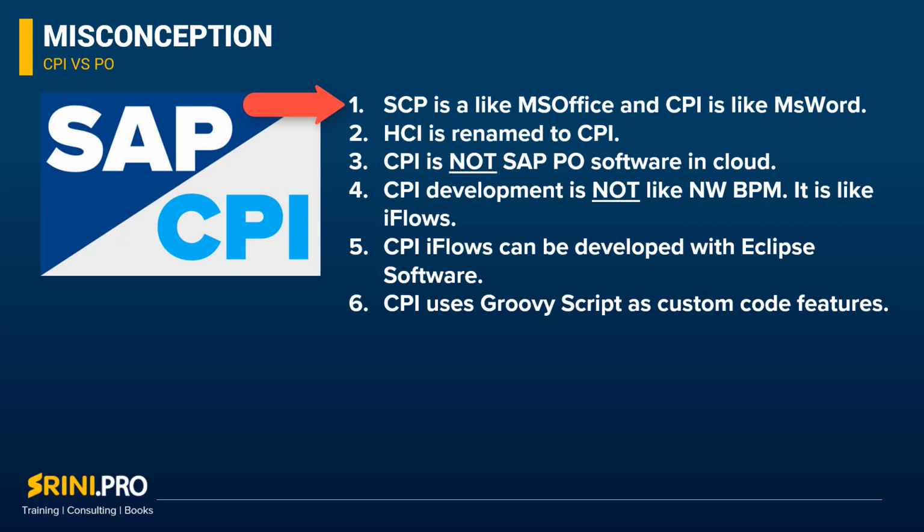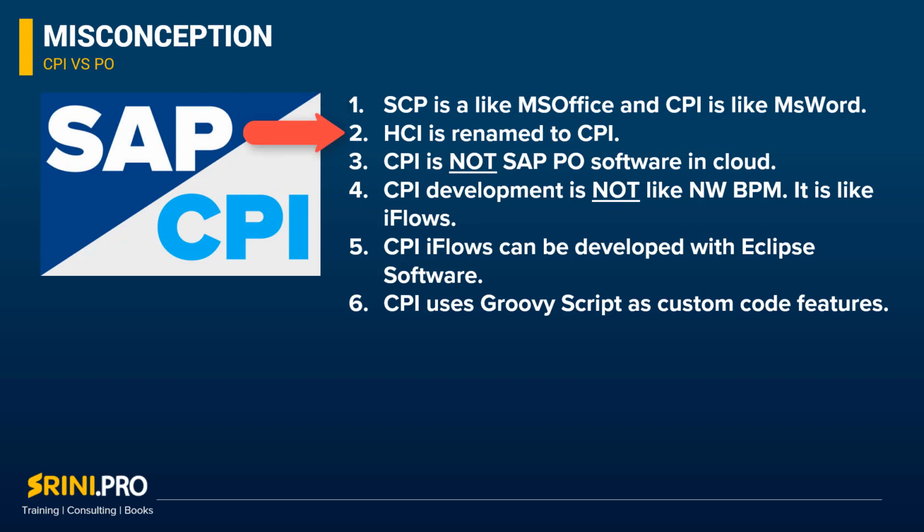So SAP is basically a collection of services, right? Integration is just part of it. CPI is an integration service of SAP. So it's basically a child of your parent. And if you look at MS Office, you have MS Access, PowerPoint, MS Word. So CPI is like one of the services in SAP. Okay, so make sure you understand the difference between SAP and CPI and don't get confused with these two words.